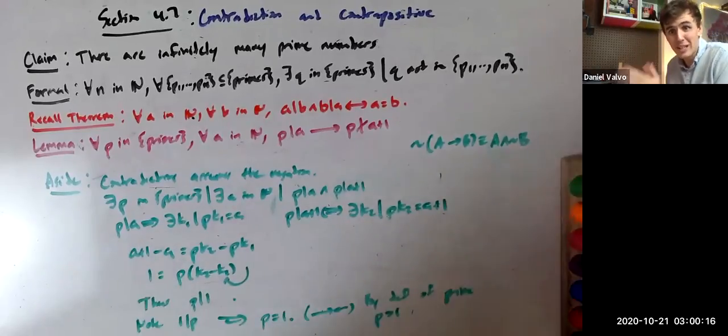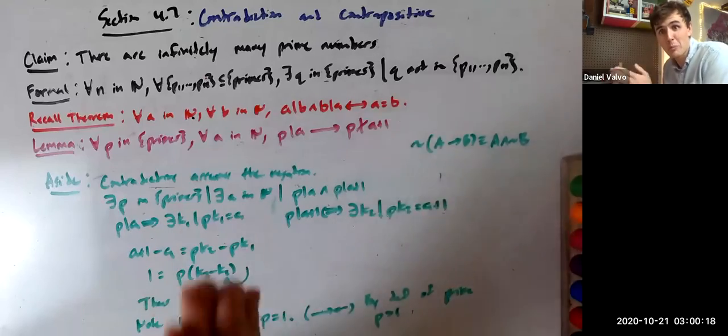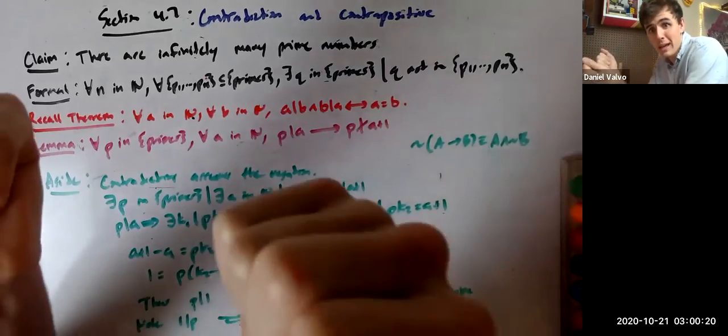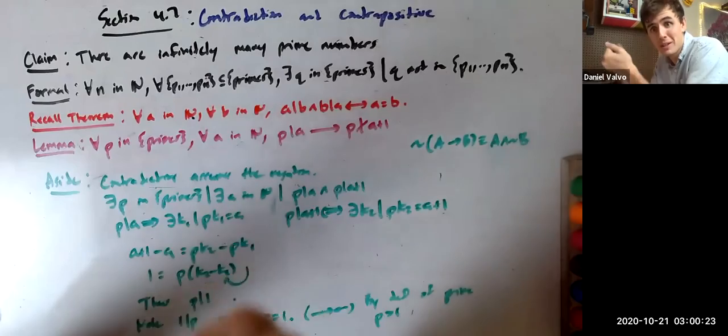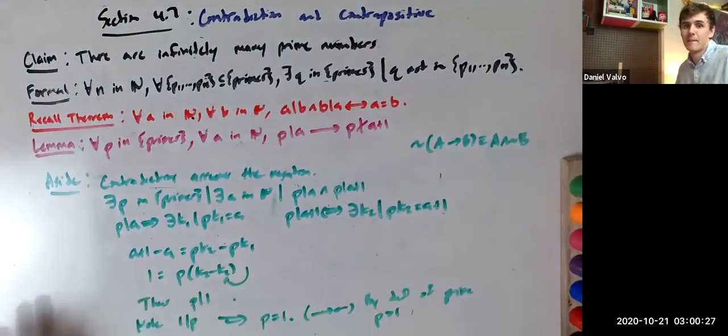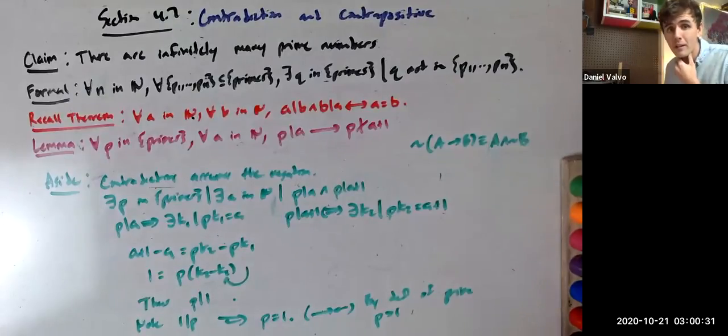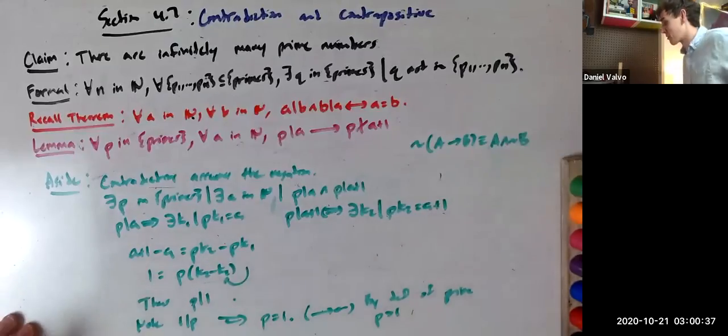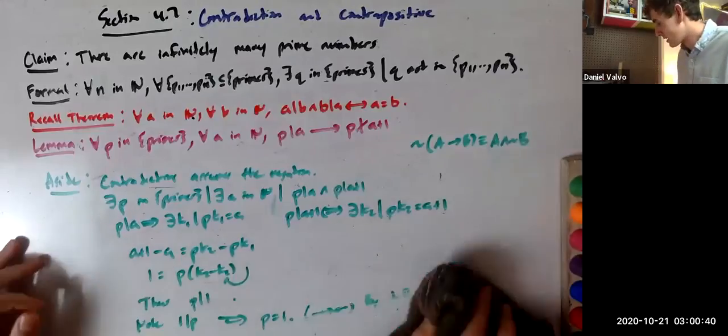So once you get to here, though, you guys see why that's a problem. P can't divide 1. So saying that A and A plus 1 are both divisible by P, clearly that means the difference between A and A plus 1 must be divisible by P, but 1 is not divisible by P. Contradiction. Done. Does that make sense? This is a beautiful, nice contradiction proof. I love this.